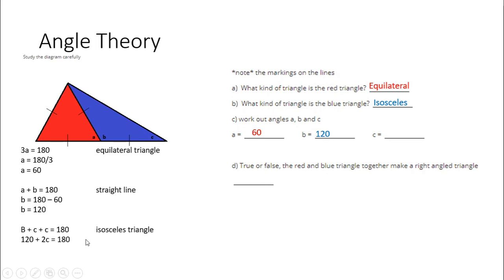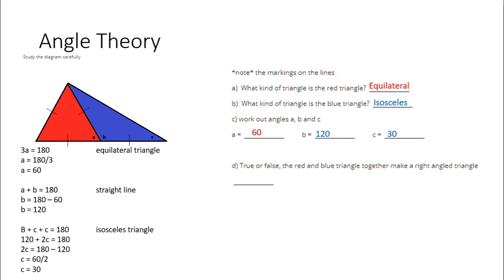Rearranging that to get C on its own, two C's would be equal to 180 minus the 120. It was plus on the other side, now it's minus. So C must be equal to 180 minus 120 was 60, so C is 60 divided by 2, which is 30. So filling that in.